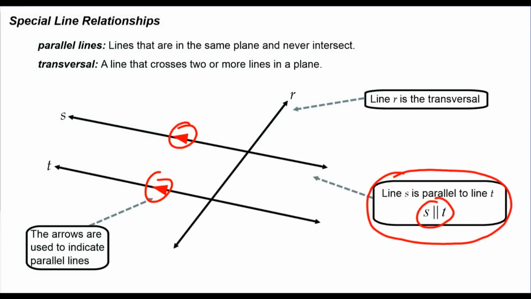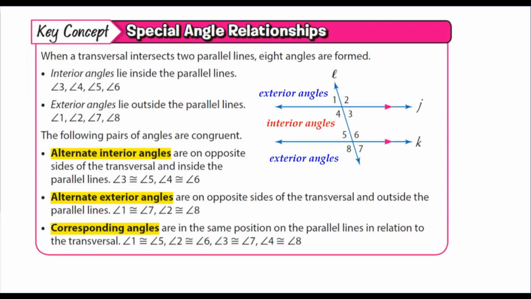And then we have what's called a transversal. Line R is the transversal, and a transversal is a line that crosses two or more lines in a plane. So since this line crosses both of those lines, it's called a transversal. So what happens when we have parallel lines crossed by a transversal? We get all kinds of angles and angle relationships. So we're going to talk about in the next few slides these angles that are created and the special angle relationships that are formed.